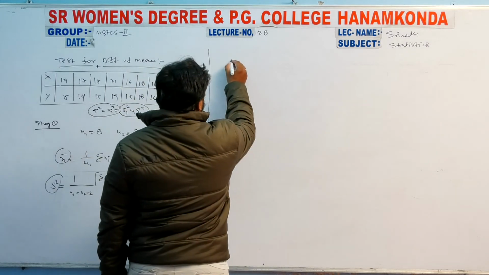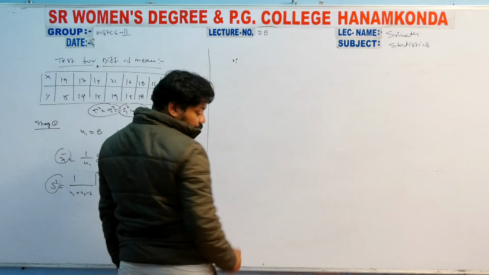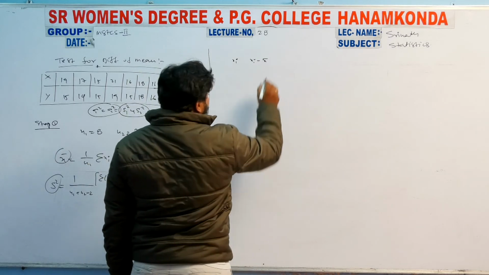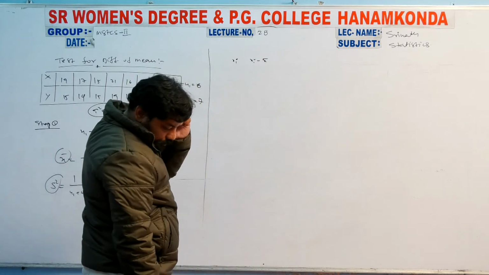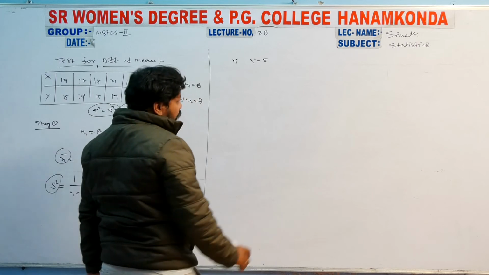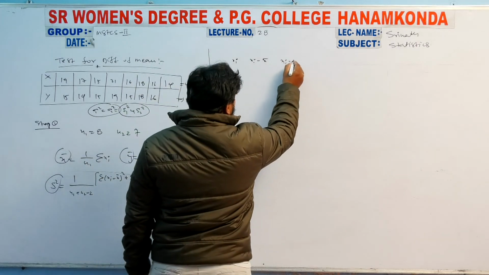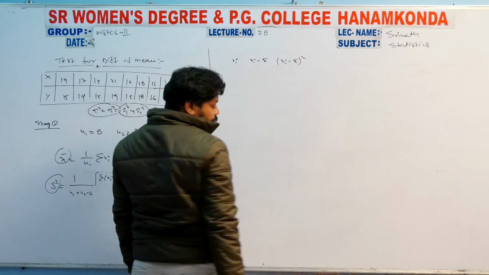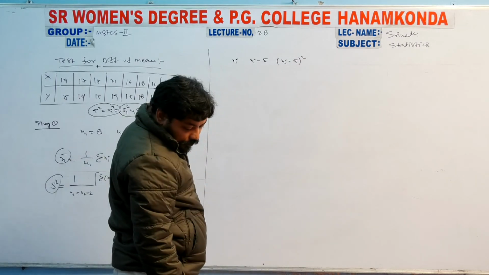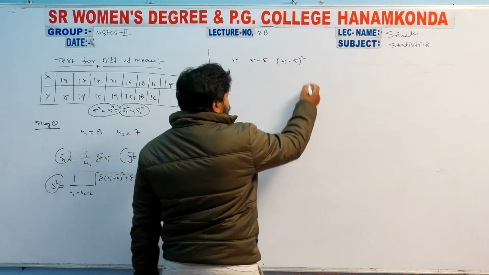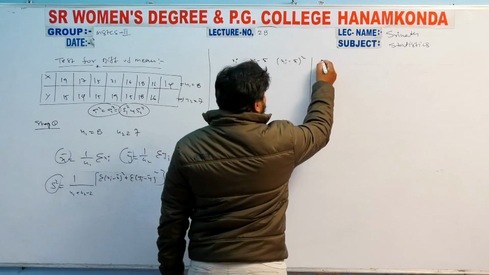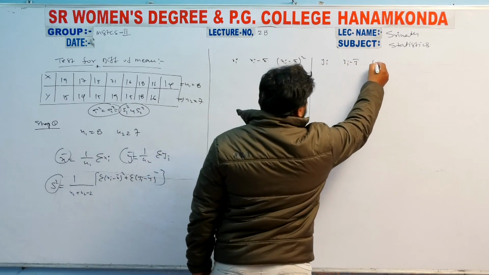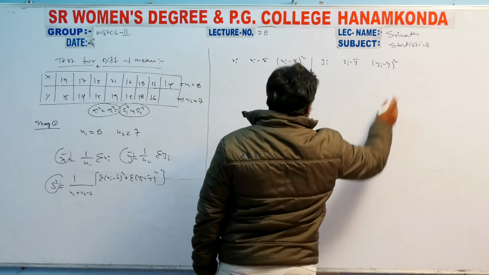Here xi, and xi minus x bar, xi square, xi minus x bar whole square, and also yi minus y bar, yi minus y bar whole square.